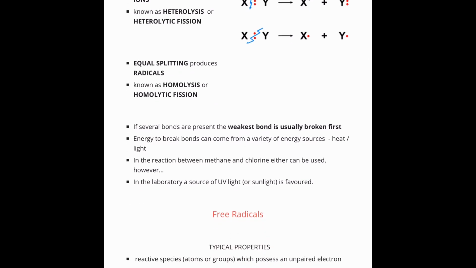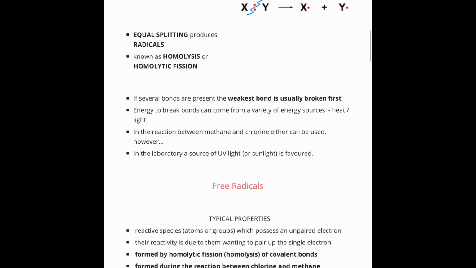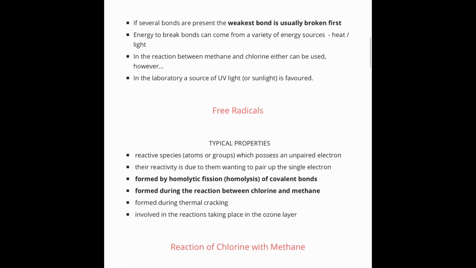So equal splitting produces radicals. A radical is a species, an element with one electron. You can have Cl with one electron, which is represented as Cl dot, as we have X dot here, or you can have an alkyl group, which is a free radical, also represented by a single dot, which I'll show you shortly. If several bonds are broken, it's the weakest that goes first, we've said that.